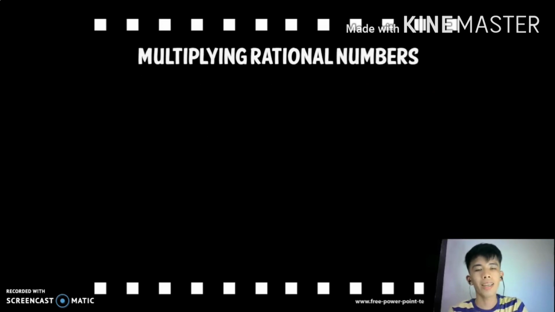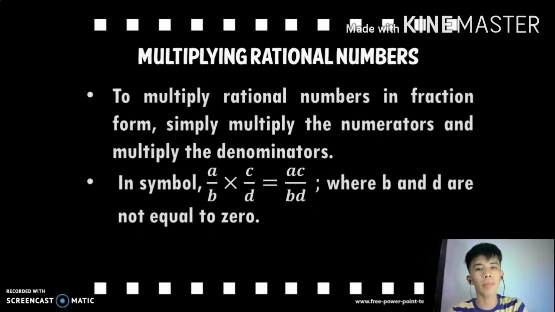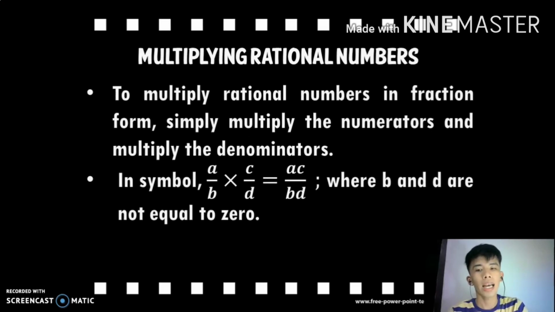How about multiplying rational numbers? So, isa ito sa pinakamadali. So, kapag magmumultiply lang tayo ng rational numbers, all you have to do is to multiply numerator to numerator and then denominator by denominator. So, dapat yung ating denominator, hindi yan mag-i-equal sa 0, okay?